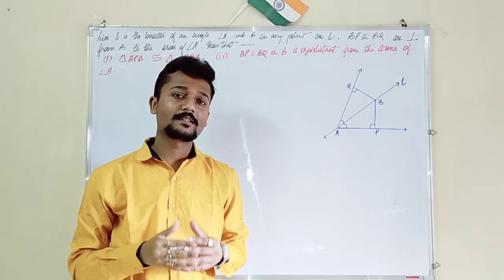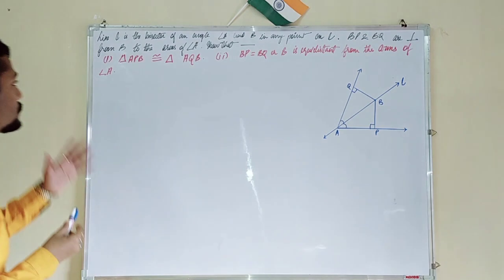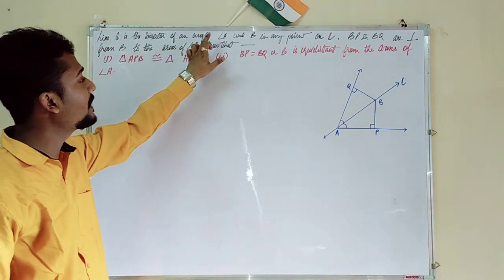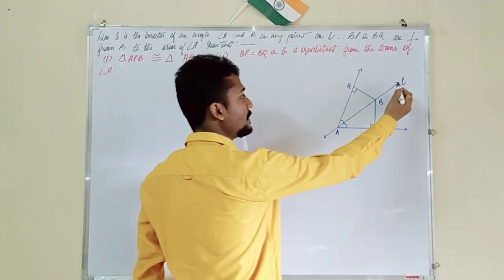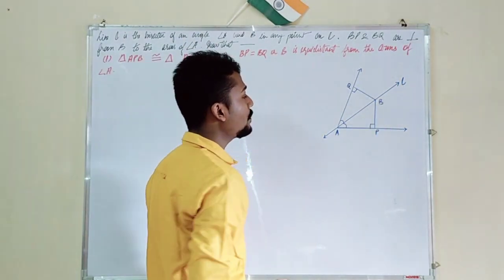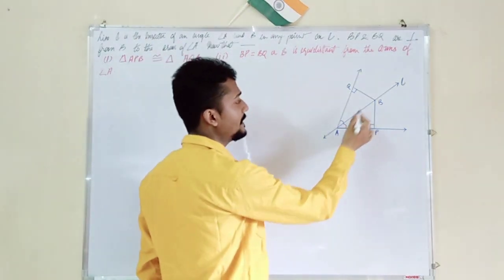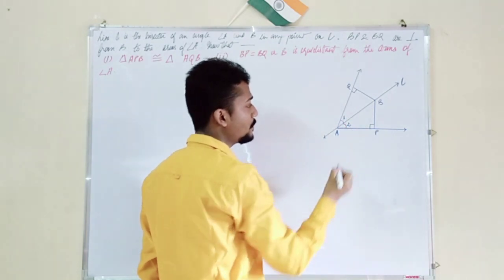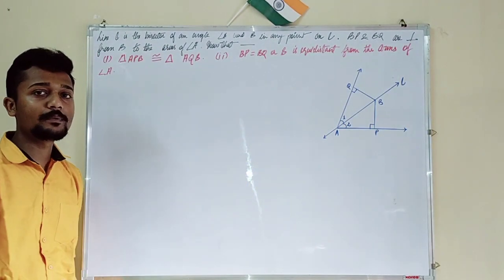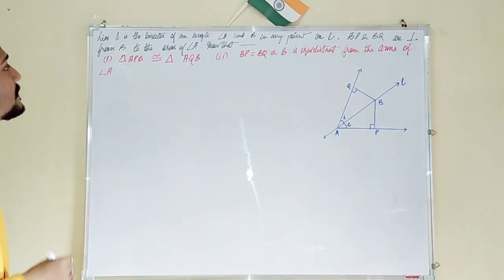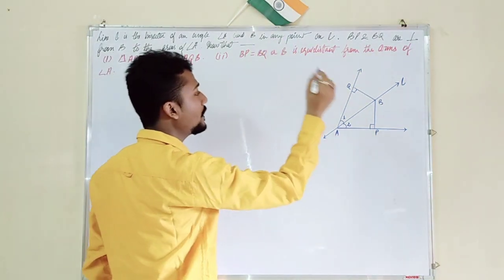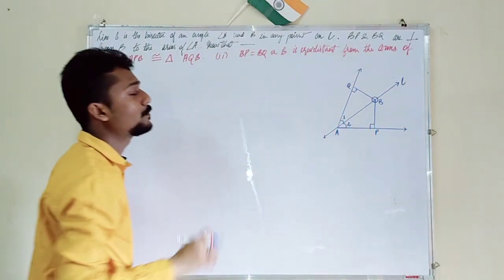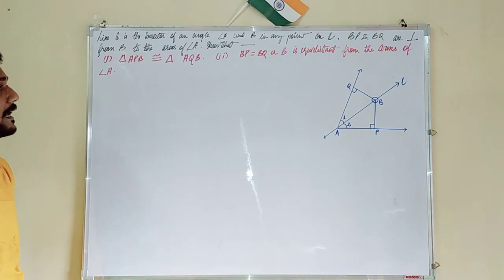So now let us see what is there in the next question. In this particular question, it is given that line L is the bisector of an angle A. That means the line L divides angle A into two equal parts. If I take two angles 1 and 2, then angle 1 will be equal to angle 2. Next, B is any point on L. This particular point B is anywhere on L; we can take it anywhere on L.